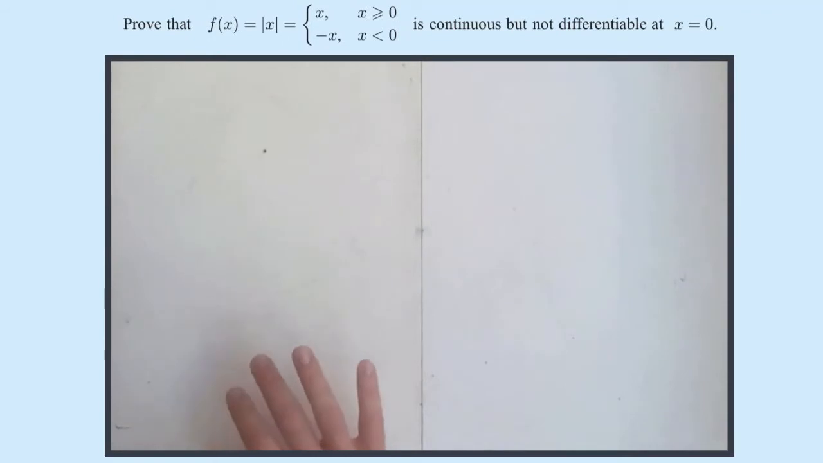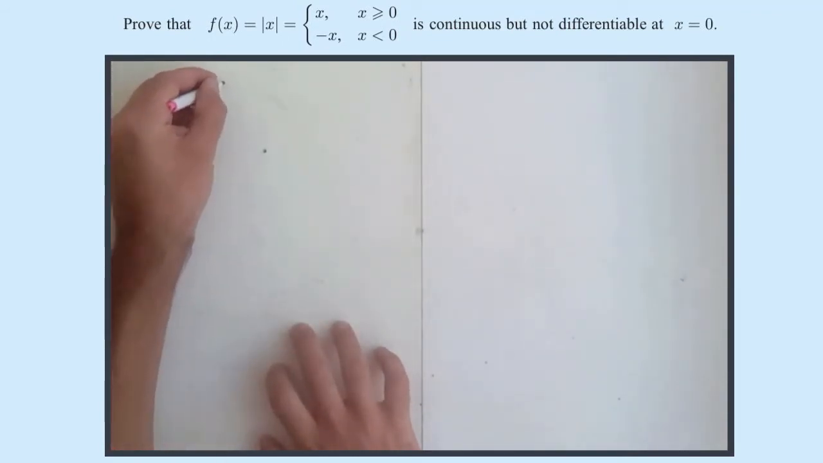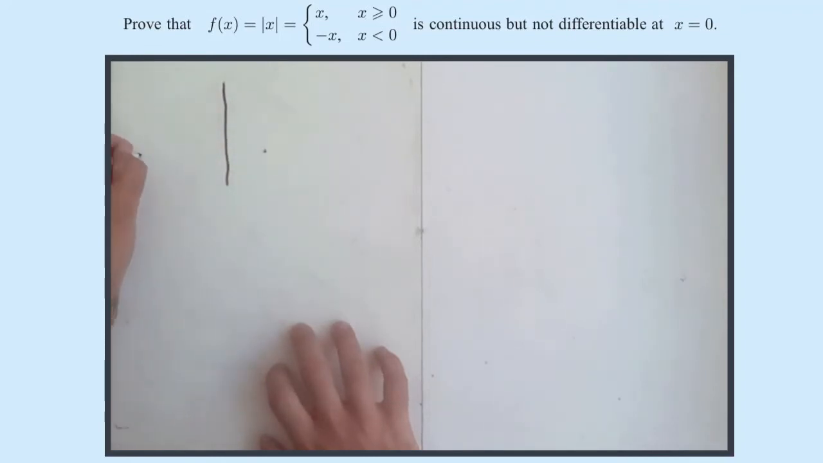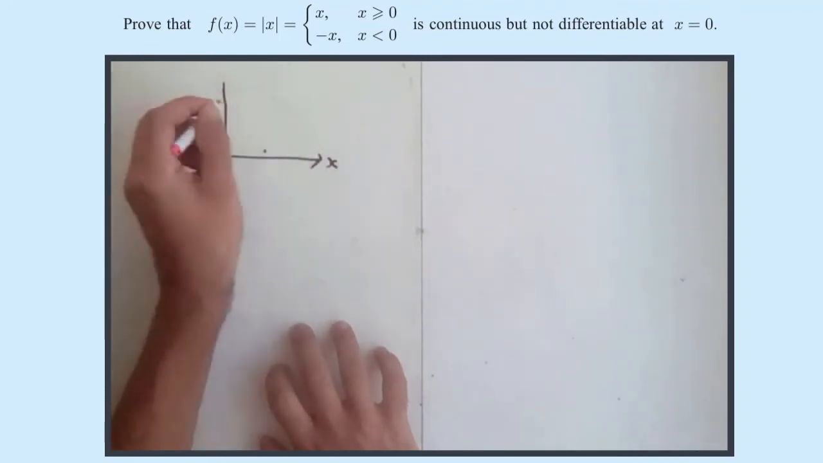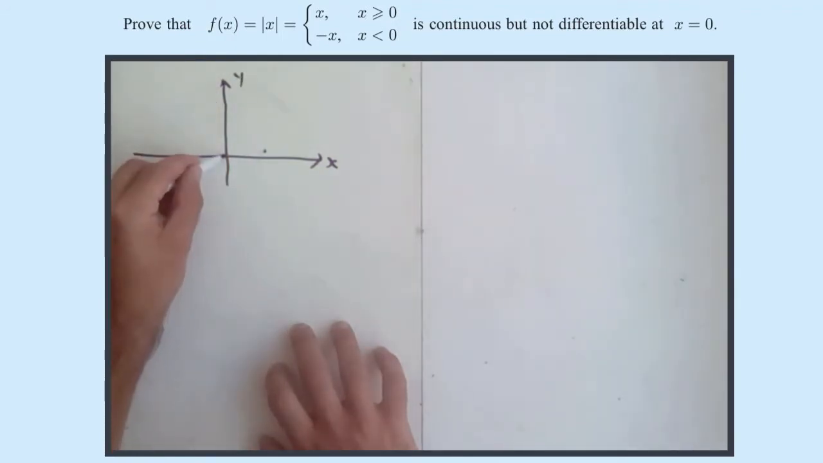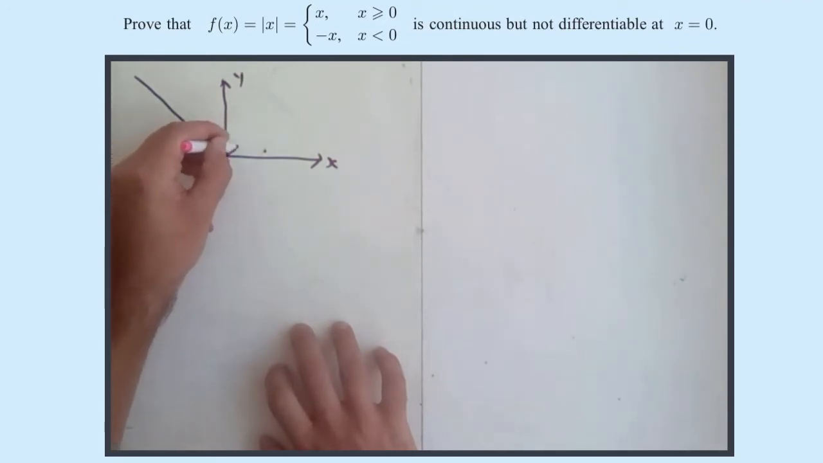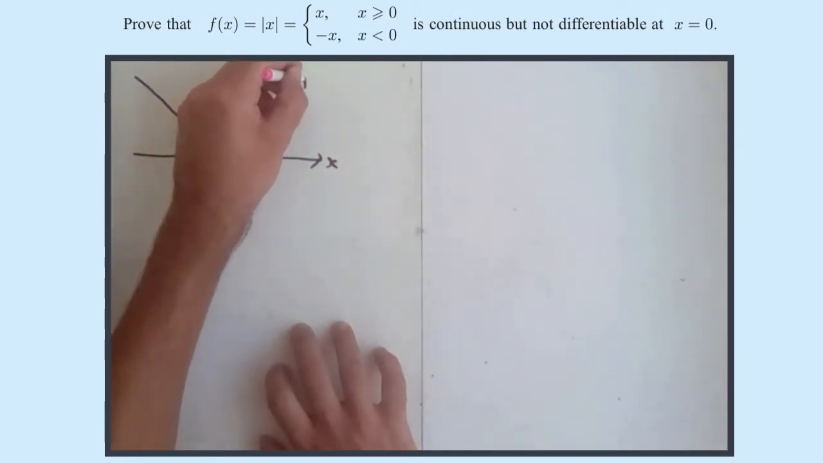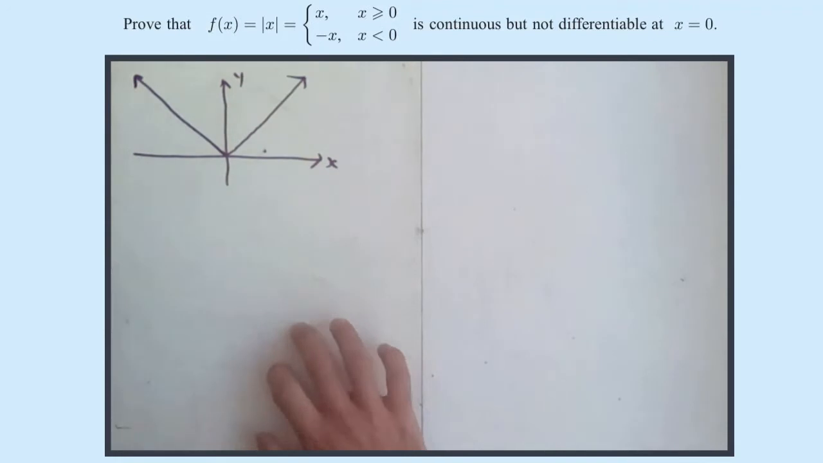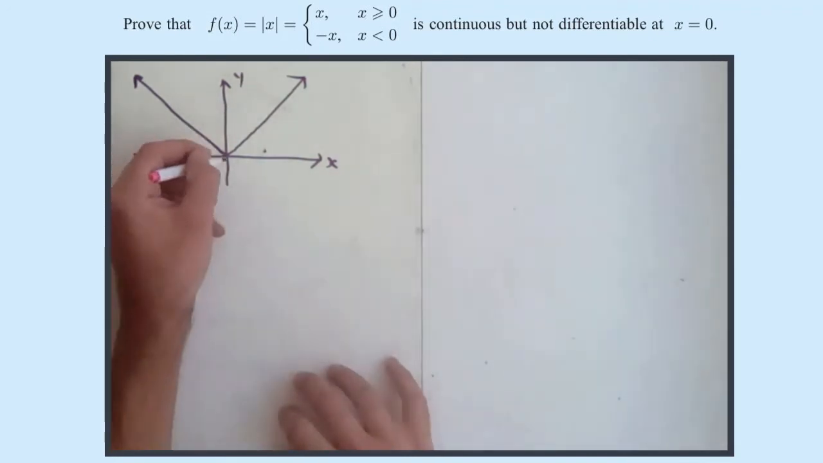So let's have a look at the absolute value of x. It's a nice function, an interesting function, very common function, widely used, and it looks like this. So it's minus x here, and then it's x here, like that, and it goes off in both directions, right? So we're interested in when x equals 0, right?